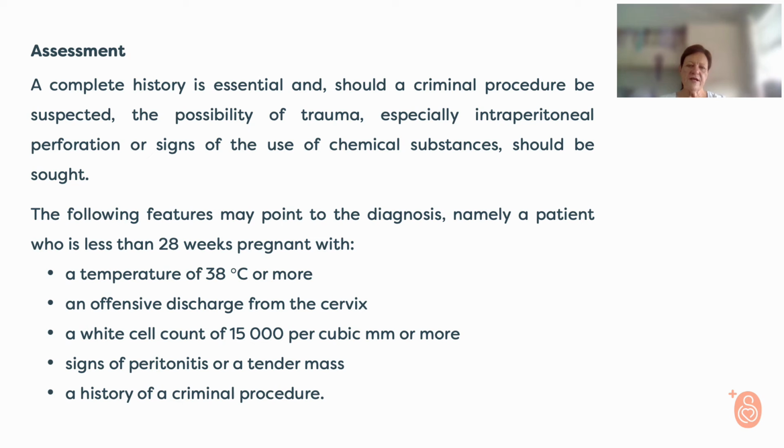And then, very important, the other symptoms that we should look for to confirm our diagnosis of a septic miscarriage are a raised temperature of 38 degrees Celsius or more, offensive discharge from the cervix, a high white cell count, signs of peritonitis or a tender mass in the abdomen, and a history of a criminal procedure.